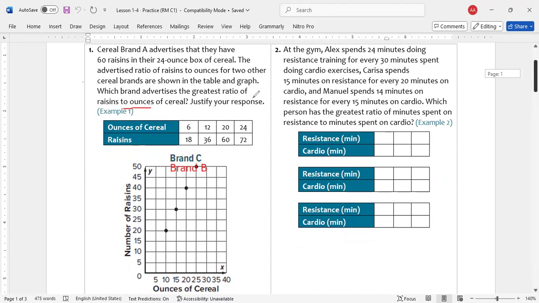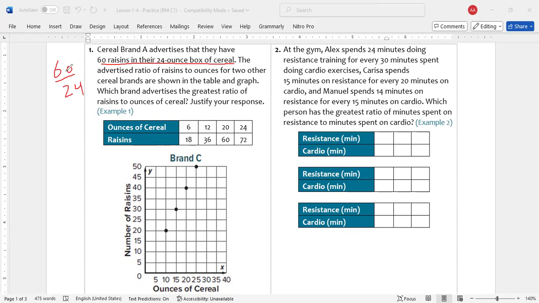So number one here: brand A has advertised that they have 60 raisins in a 24 ounce box of cereal. So the first ratio given here is 60 raisins in brand A, in how many ounces? 24. Now the denominator is 24. It's confirmed. If you want to compare brand A with brand B and brand C, you must have 24 in the denominator in the table and also in the graph.